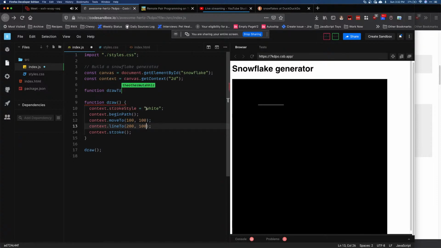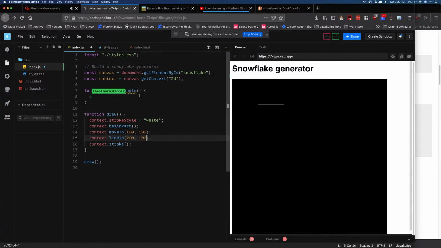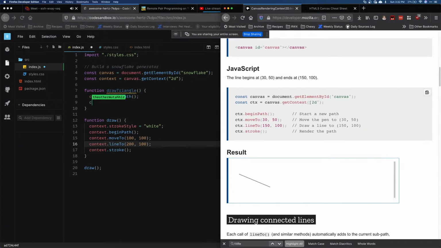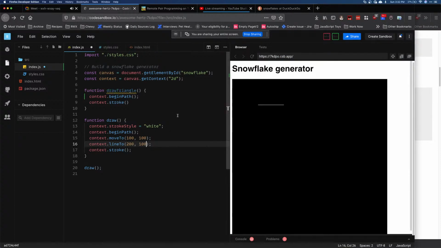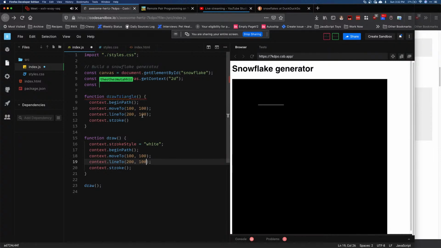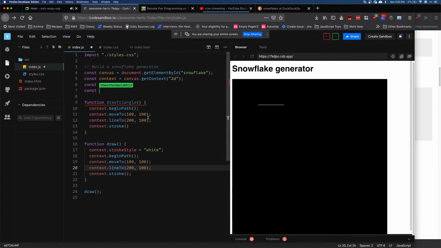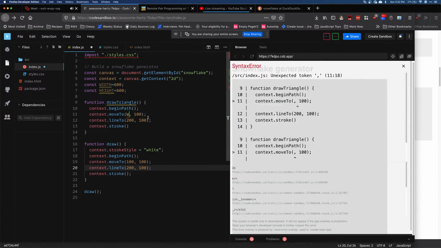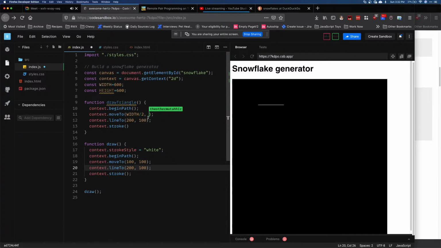So let's draw a triangle, right? And so here you say, hey, begin path, and what do we need to give it? Oh, no, it's stroke. So let's take some of the other constants so that we can find the center. So width by 2 and height by 2. And that's like the center of the triangle, like the fan kind of thing.